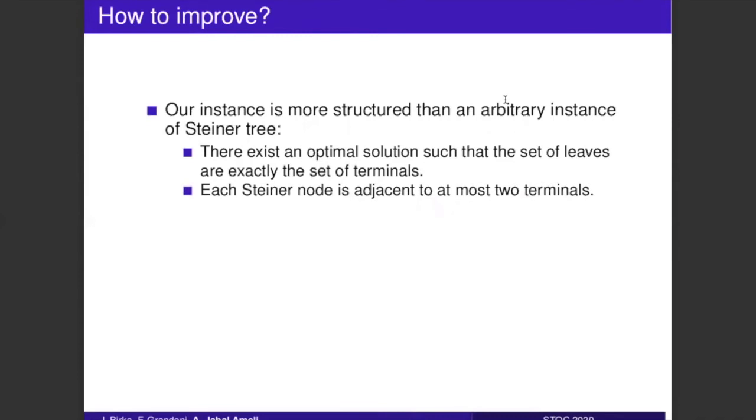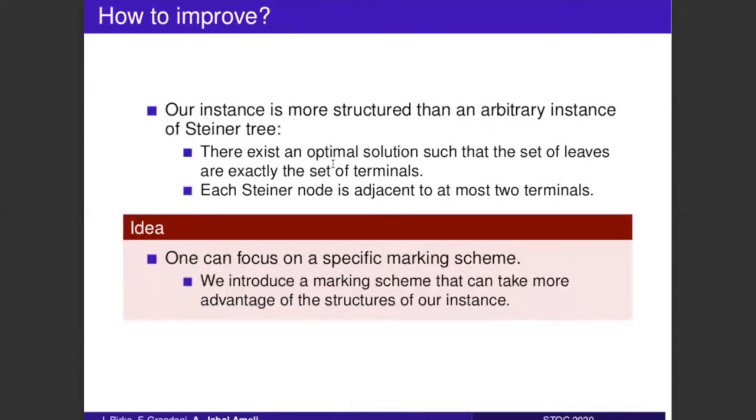For us, however, our instance is more structured than an arbitrary instance of a Steiner tree. For instance, we can show that there exists an optimal solution such that the set of leaves are exactly the set of terminals. Also, for us, we know that each Steiner node is adjacent to at most two terminals. So the idea is that we can focus on a specific marking scheme that can take more advantage of the structure of our instance.